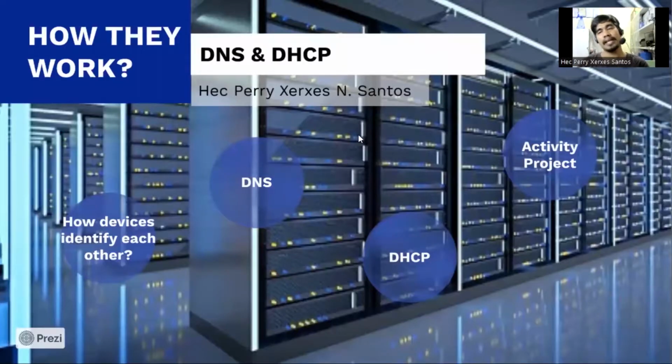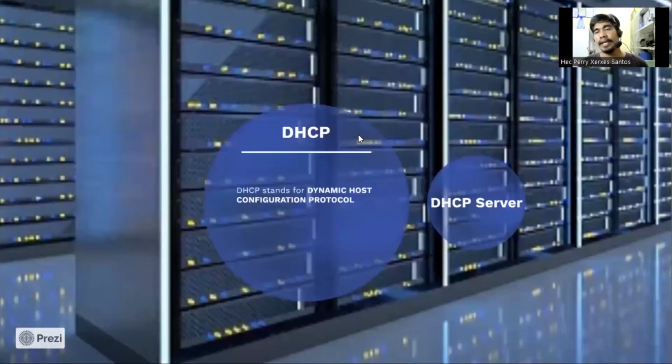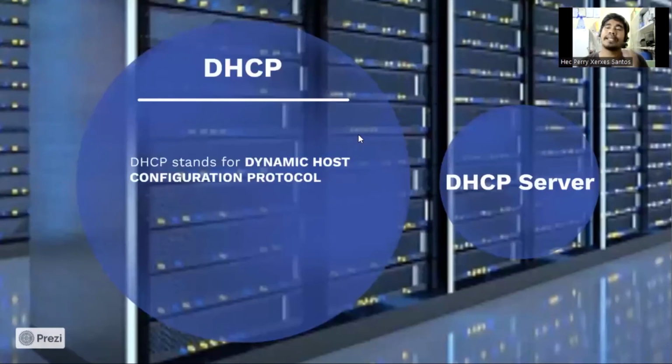Now, what is DHCP? DHCP stands for Dynamic Host Configuration Protocol. There are two types of assigning an IP address on a device. First is a manual configuration, and second is an automatic configuration. The automatic IP configuration is known as DHCP.